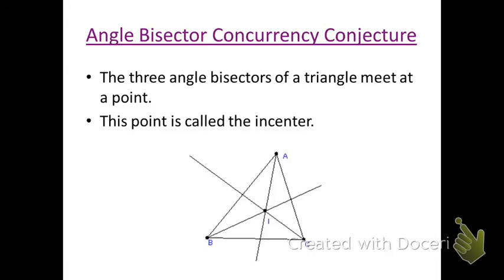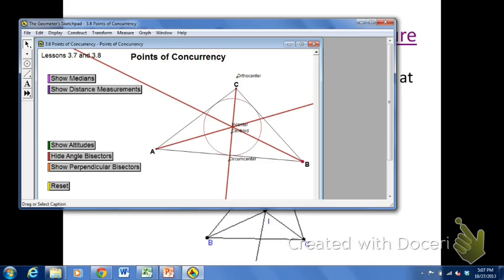So the first point of concurrency that we'll learn about is called the incenter. And it just so happens that in a triangle, the 3 angle bisectors will meet at a point. That point is called the incenter. Let's look at a geometry sketchpad investigation to see how that's possible.